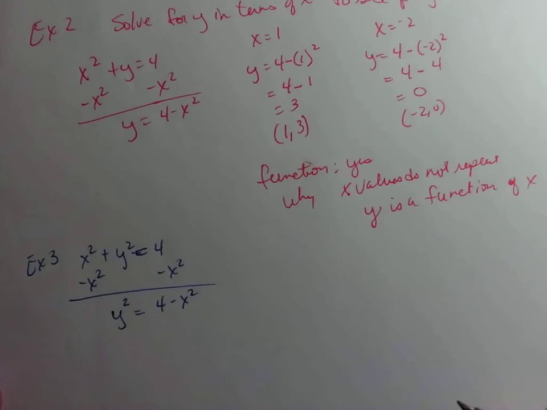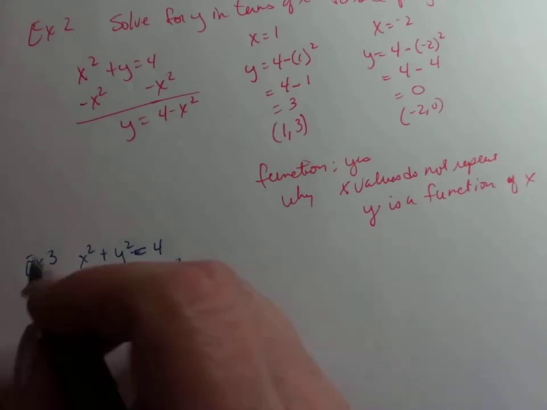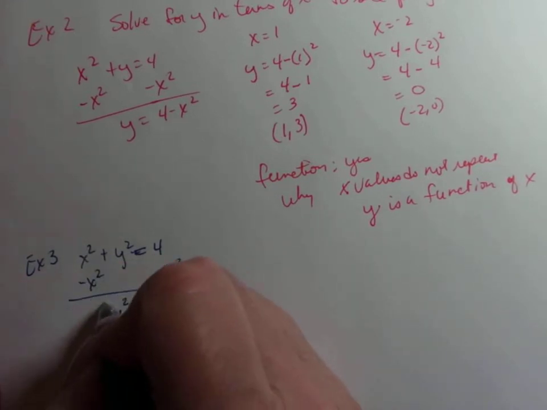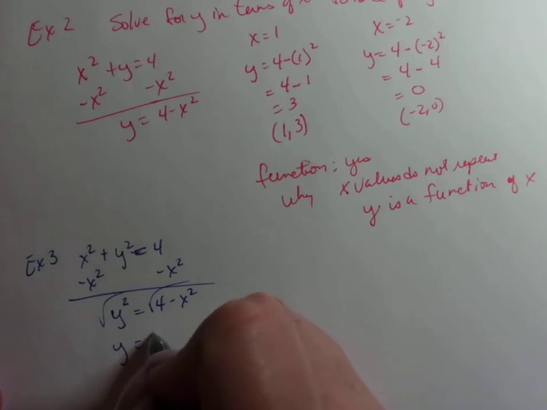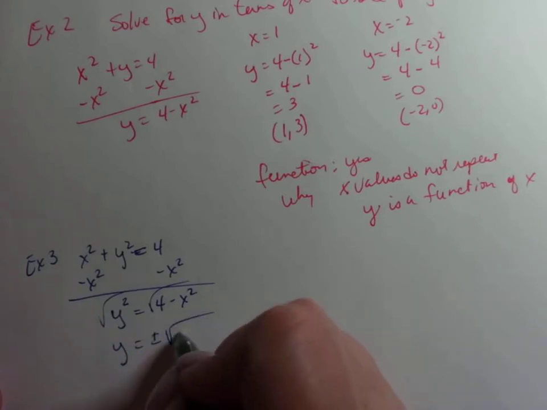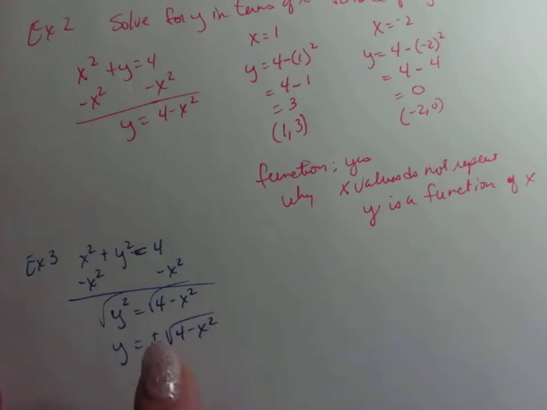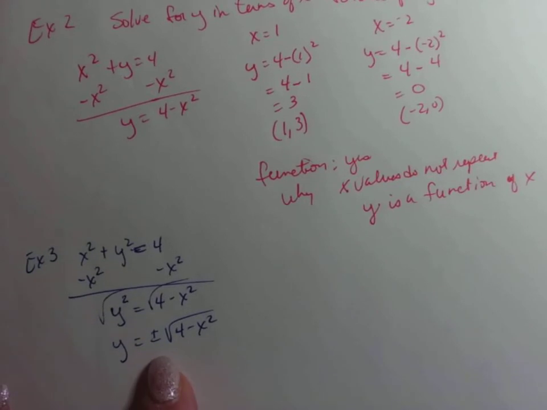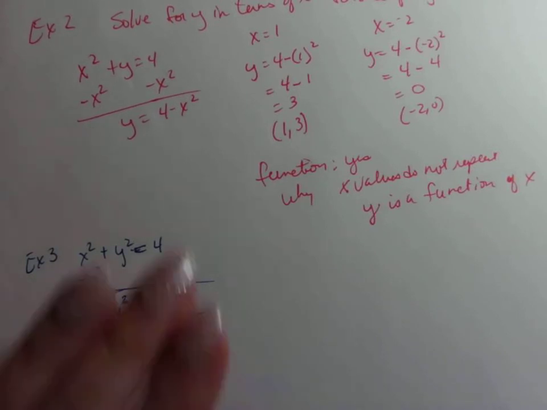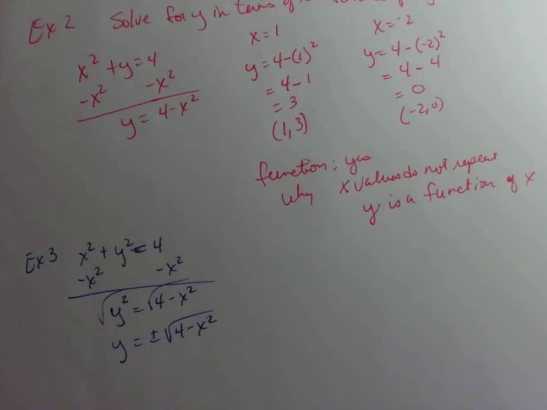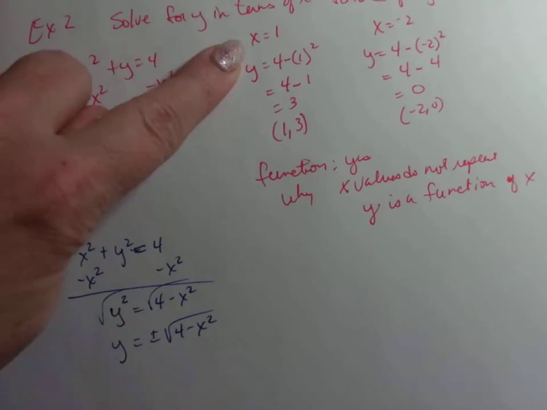So how do we do that? We take the square root of both sides. So taking that square root of both sides, I get y is equal to, don't forget the plus or minus, the square root of 4 minus x squared. Remember, we have to put the plus or minus if we introduce the radical into the equation. So our equations are very similar now, except we have a square root and we have a plus or minus here. So let's use the same method we had up here.